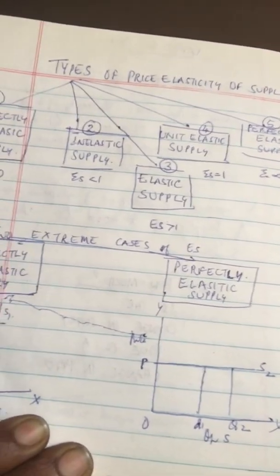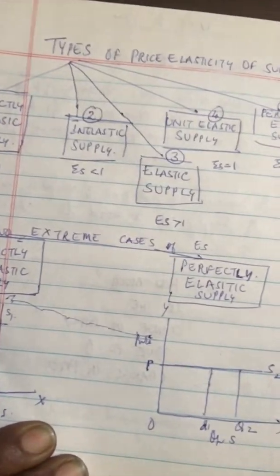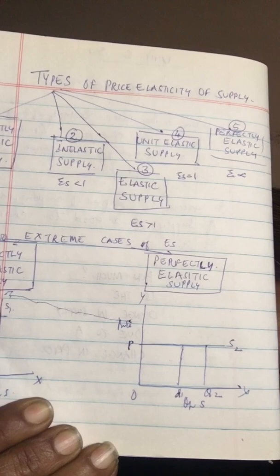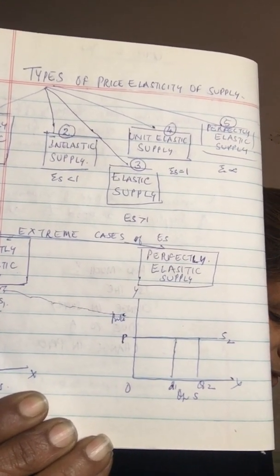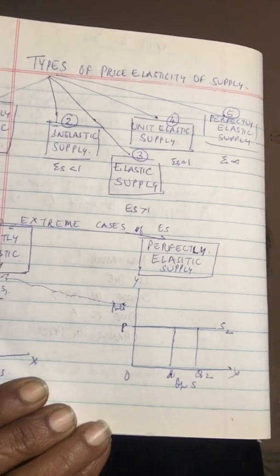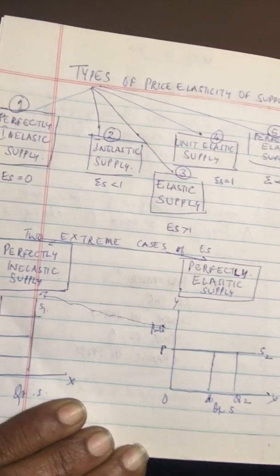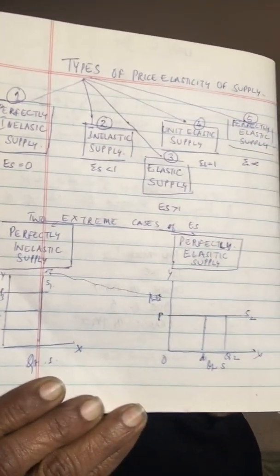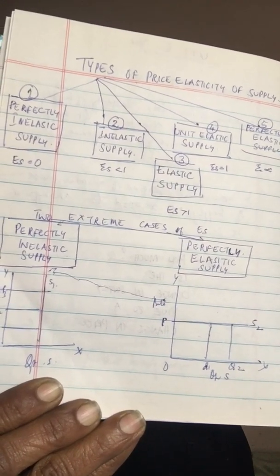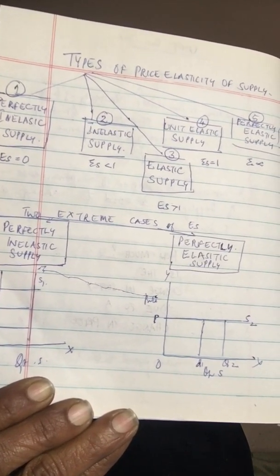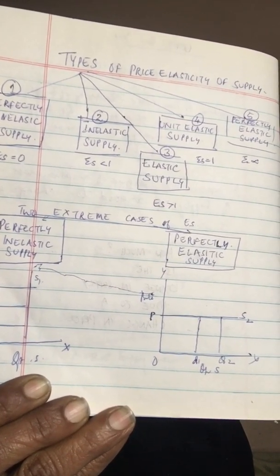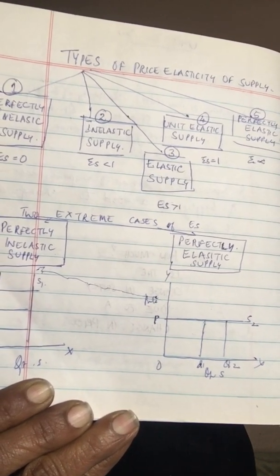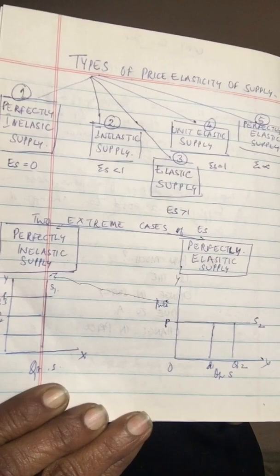Basically, there are five types of price elasticity of supply. So what are they? One is perfectly inelastic supply, then inelastic supply, elastic supply, unit elastic supply, and perfectly elastic supply. And then we have two extreme cases that are shown diagrammatically. The first one is zero elasticity of supply, which means the supply curve has zero elasticity since the same quantity is supplied whatever the price. So it is called perfectly inelastic supply.